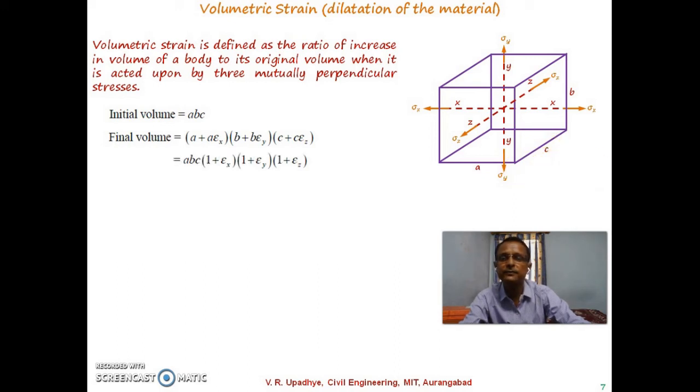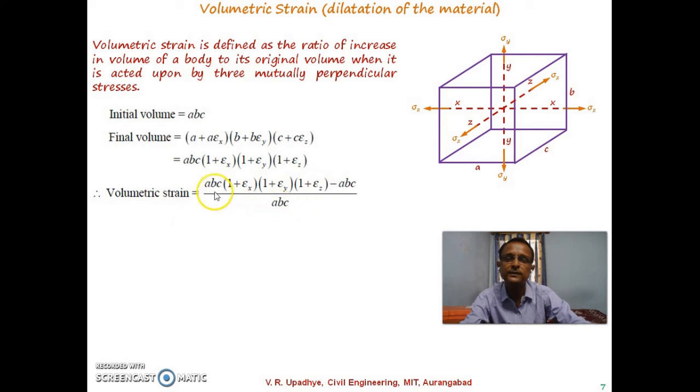Now from each of these, A, B and C are taken out, and what is written over here is 1, and the remaining is epsilon x. So it will give A into B into C, in brackets 1 plus epsilon x, 1 plus epsilon y, and 1 plus epsilon z. So with this, what can we write for volumetric strain? It will be the ratio of change in volume to original volume.